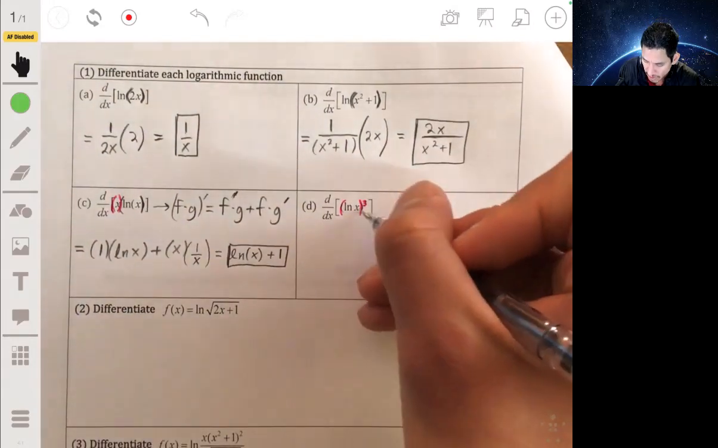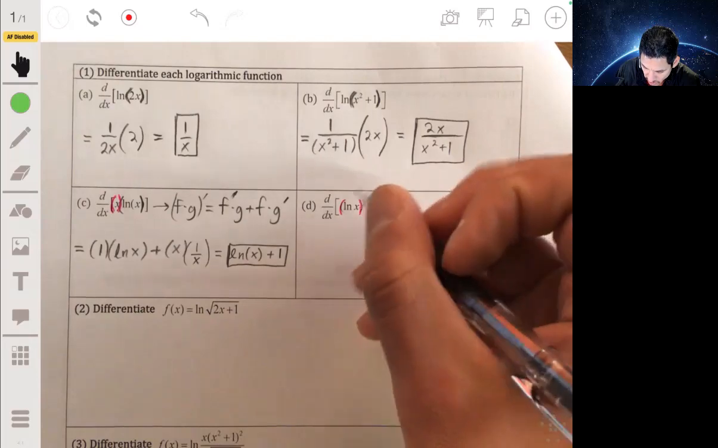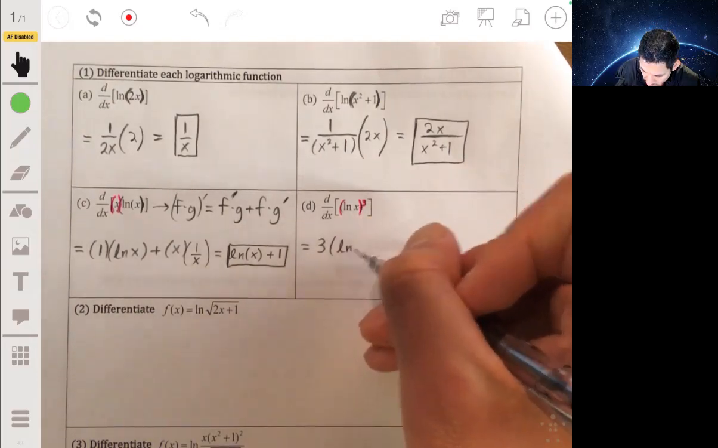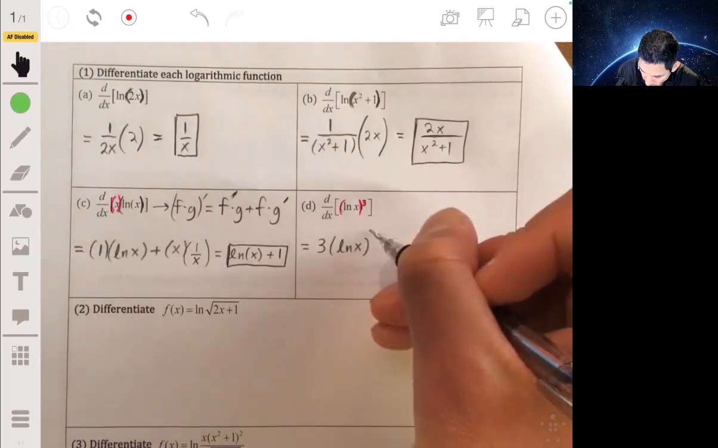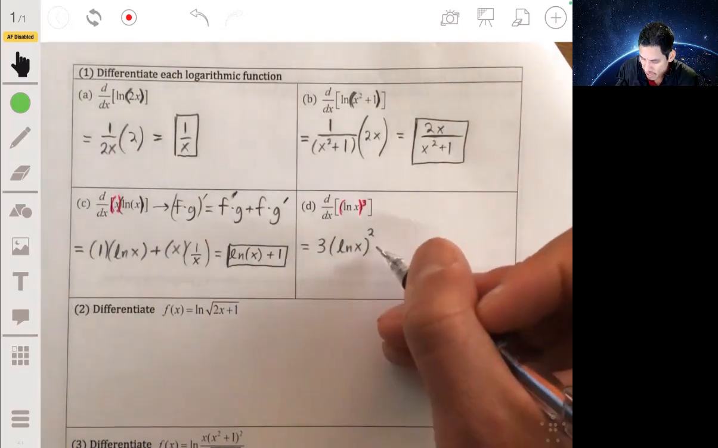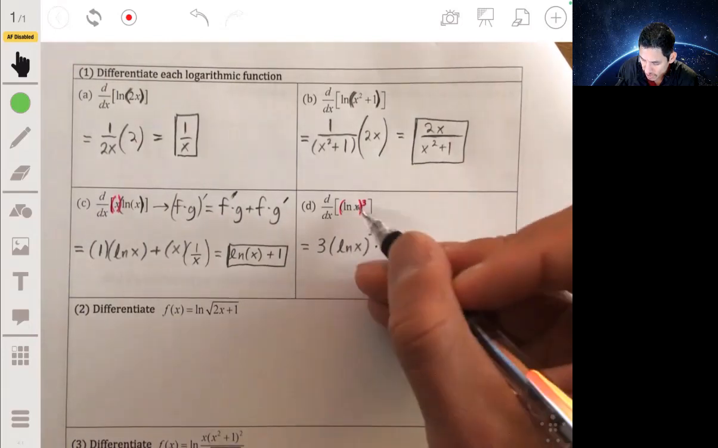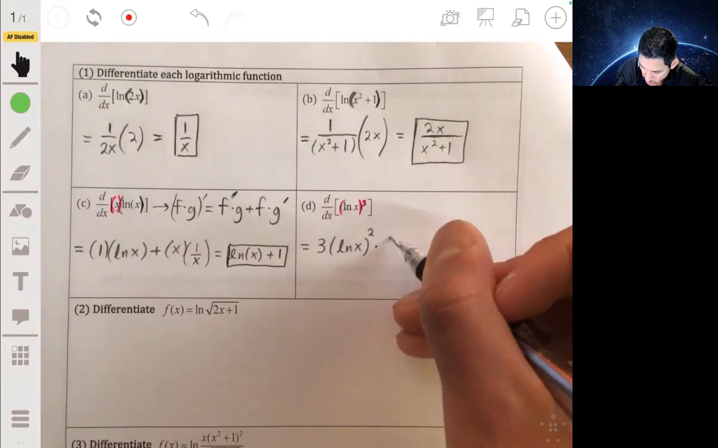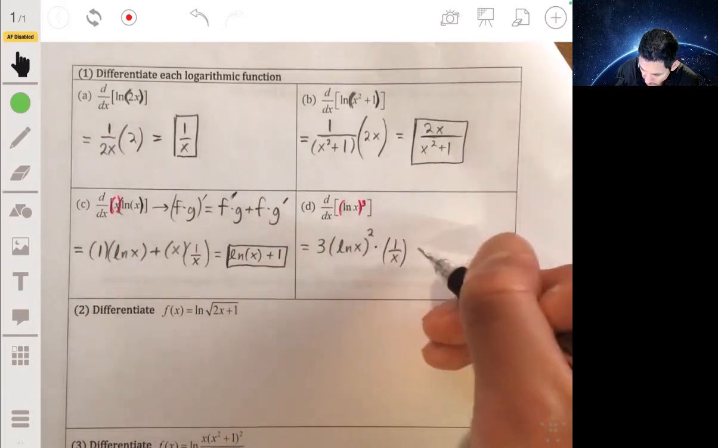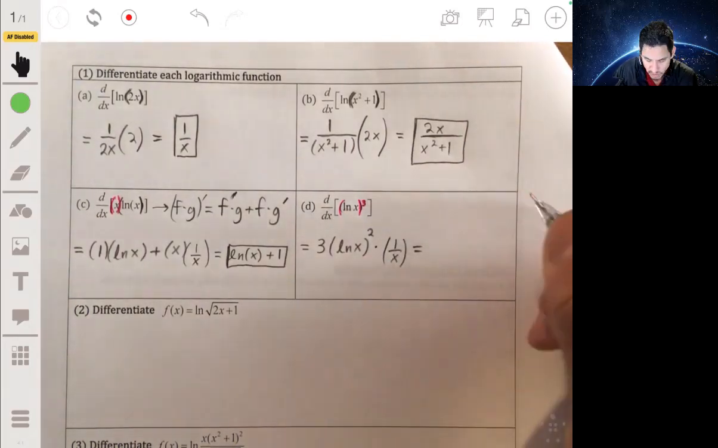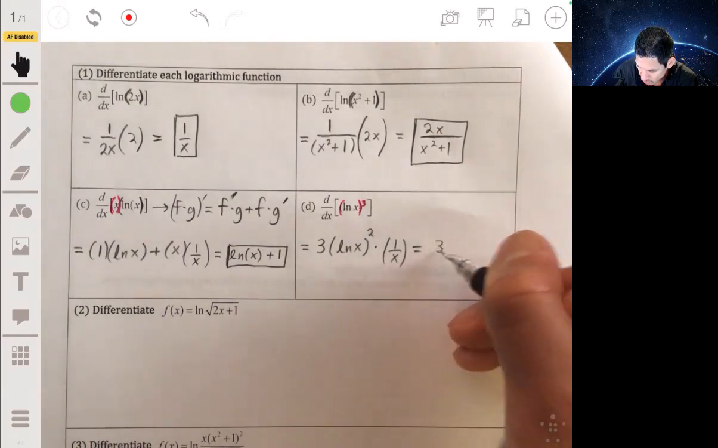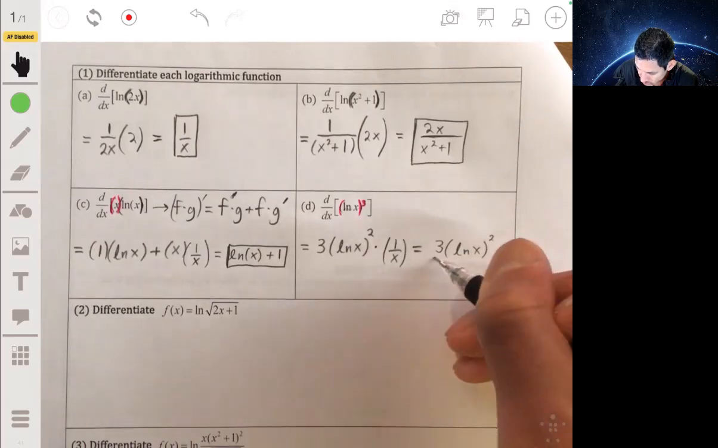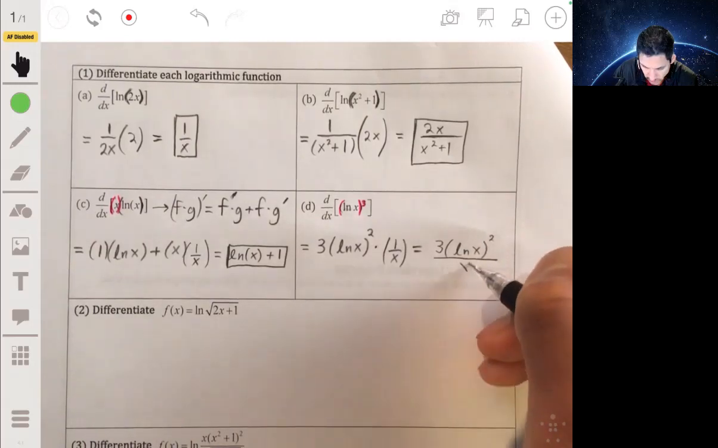So we take the derivative of the outside first. So we're going to have 3 times the natural log of x, all to the second power. And then we multiply this by the derivative of the inside, or the derivative of the natural log of x, which would just be 1 over x. And this won't really simplify into anything. So we'll just keep this as 3 times the natural log of x, all to the second power over x.